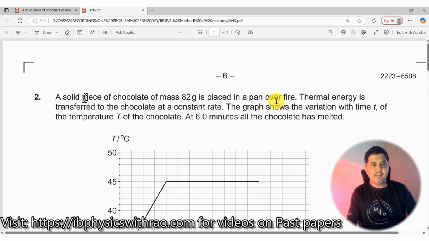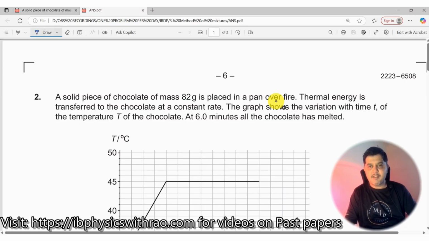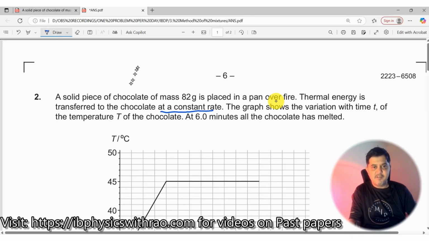A solid piece of chocolate of mass 82 grams is placed on a pan over fire. The thermal energy is transferred to the chocolate at a constant rate. What do we mean by constant rate? It means the energy transferred per unit time is a constant. That's what it tells you.